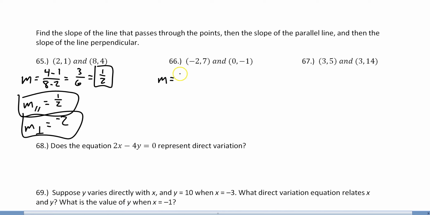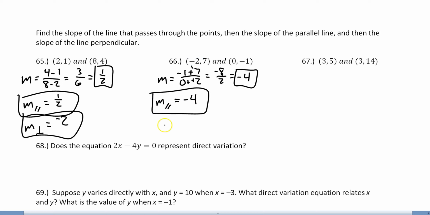I'm going to do my y value, -1 minus 7 over 0 minus -2. That gives me, again, that's adding the opposite. That's a -8. Down here, that's adding the opposite. That's a +2, so I get a -4. So that's the slope of this thing. So the parallel line would also have a slope of -4 because parallel lines have the same slope. The slope of the perpendicular line would be the opposite reciprocal, so it's going to be a positive 1/4. I change the sign and flip it. Okay?